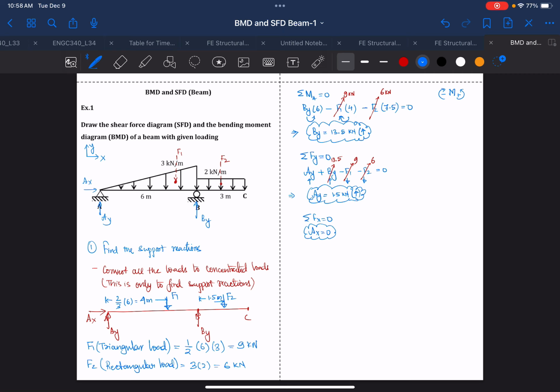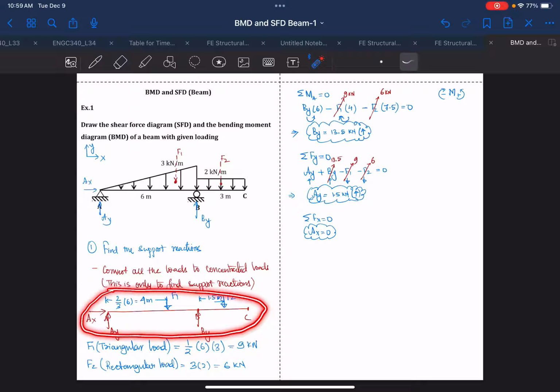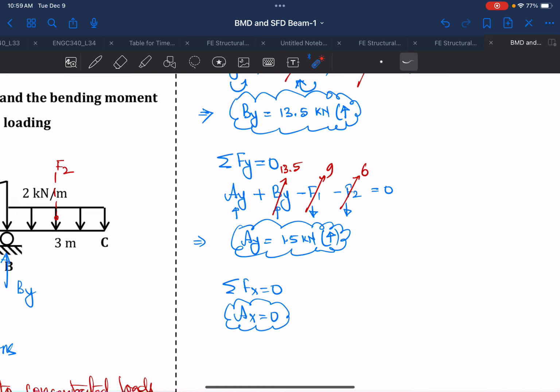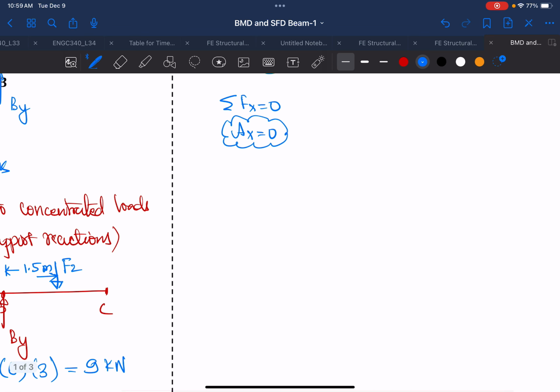And now we are ready to find the derived equation, or to draw a shear force diagram and bending moment diagram. And when we do this, we don't use this simplified loading anymore. We'll finally fix on the actual loading. Okay, so please remember that this simplification of the loading is only to find the support reactions. Now, once you have all the support reactions, the second step will be to draw the SFD and BMD.